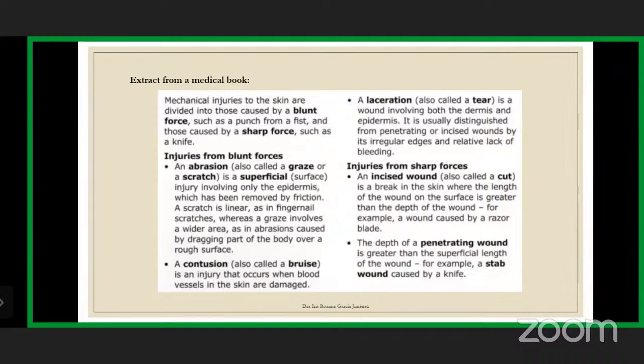So you can see, talking about synonyms, ways of talking about it, we must consider these new words, okay? Moreover, we have a contusion that is also called a bruise. Bruise, yes, that's the most common way of talking with patients. And laceration, also called tear. Tear, so consider these synonyms in order to talk.